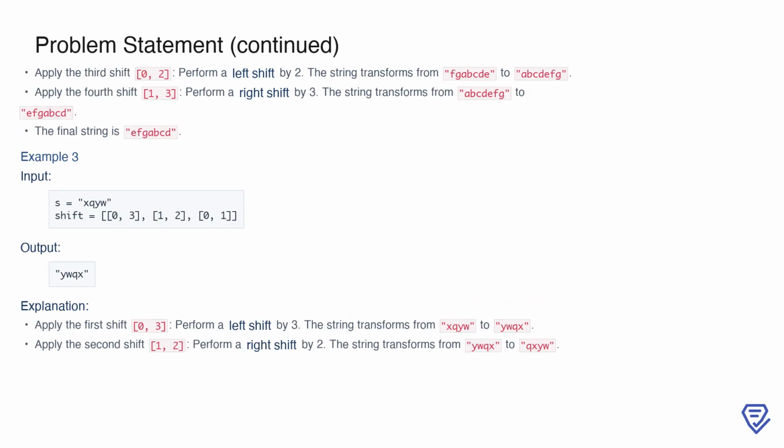A third example uses the string s equals xqyw and the shift array [[0,3],[1,2],[0,1]]. The output in this case is ywxq. First, we perform the left shift 0, 3, which moves the first three characters xqy to the end, resulting in the string wxqy. Next, we apply the right shift 1, 2, which moves the last two characters qy to the front, changing the string to qywx. Finally, the left shift 0, 1 moves the first character q to the end, giving the string ywxq. The sequence of shifts determines the final configuration of the string.